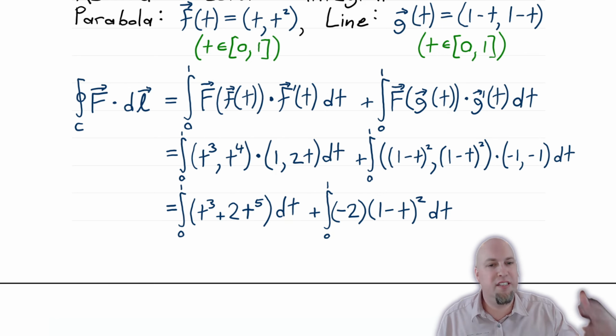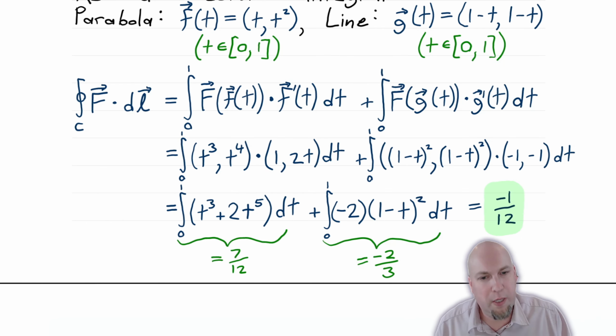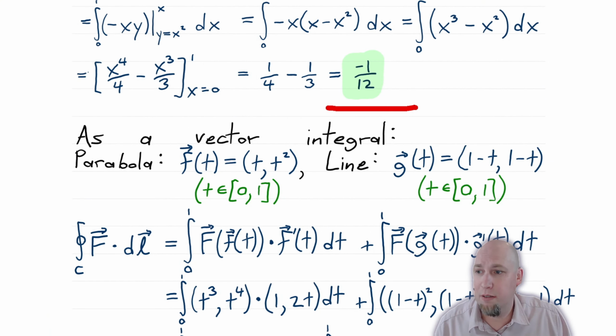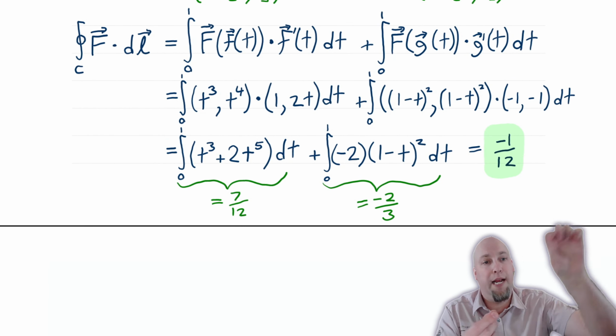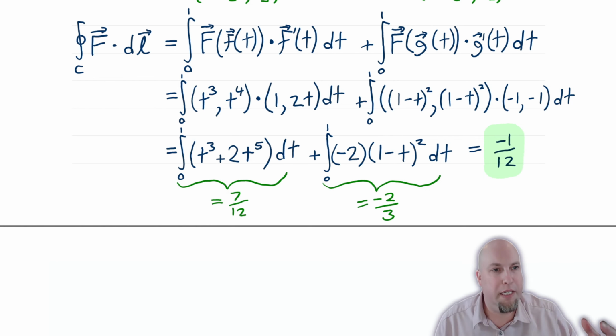And now this is just a single variable integral. You know how to do these. It's a little bit tedious, but whatever. The first integral works out to 7/12. The second integral works out to -2/3. And when you add those up, you get -1/12, just like we got before. So yeah, Green's theorem works in that particular case. The vector line integral around the boundary is the same thing as the double integral inside the boundary.